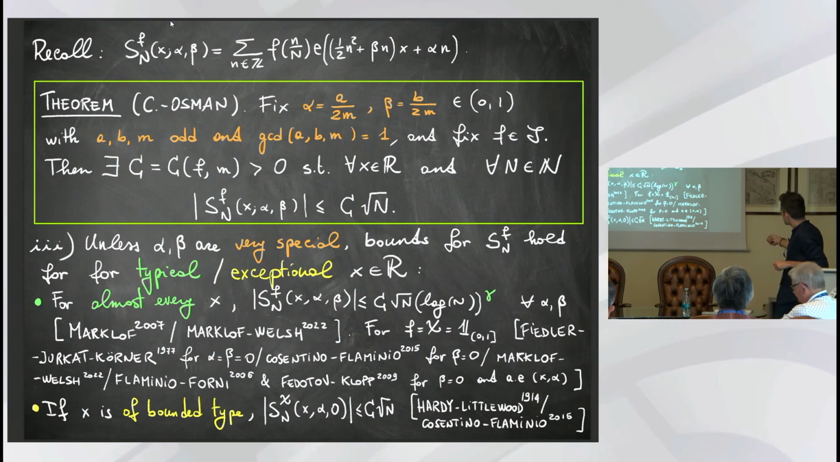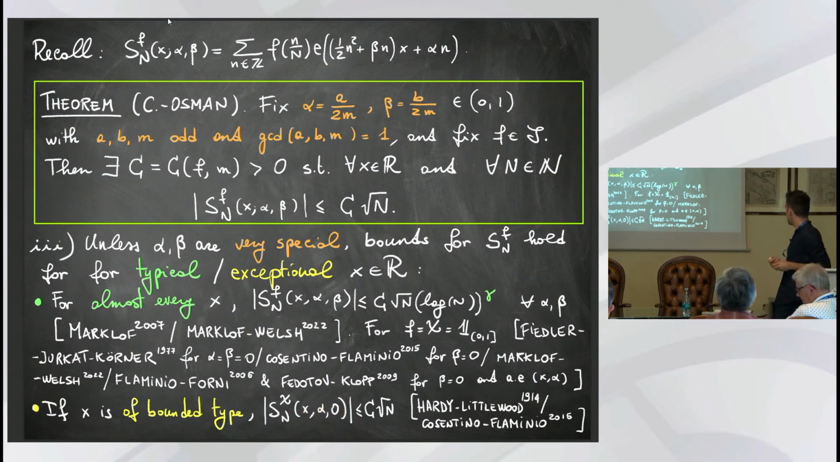And again, it doesn't have to be a power of the log. It could be a function of the log, where the function has a certain growth. But what I wanted to stress here is that typically you don't get control of every x. You get control for almost every x. Or if you make a very stringent assumption on x, for example, x is of bounded type, so the continued fraction expansion of x has entries that are bounded by some constant, then you can get a bound of this kind.